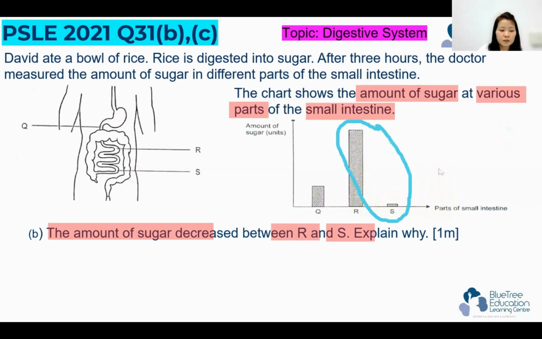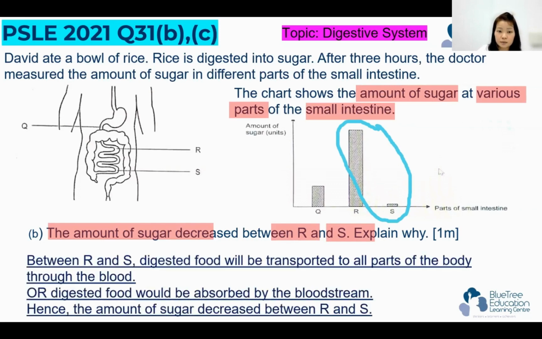For this part, you have to mention that between R and S, digested food will be transported to all parts of the body through the blood. Or you can say that digested food will be absorbed by the bloodstream. Hence, the amount of sugar decreased between R and S. This is necessary in order to get a full 1 mark. Some of you may ask, do we need to write so much? It is not much, but it makes your answers more complete. So this is how you should answer it. Any questions so far?